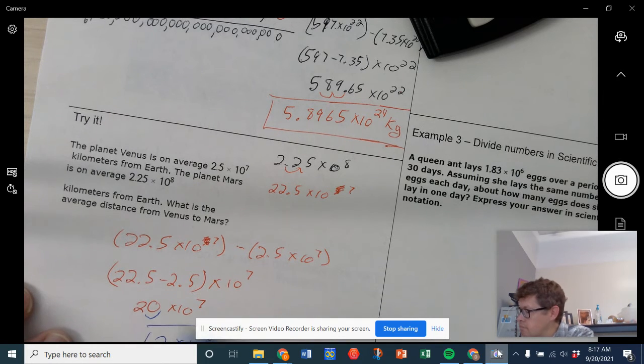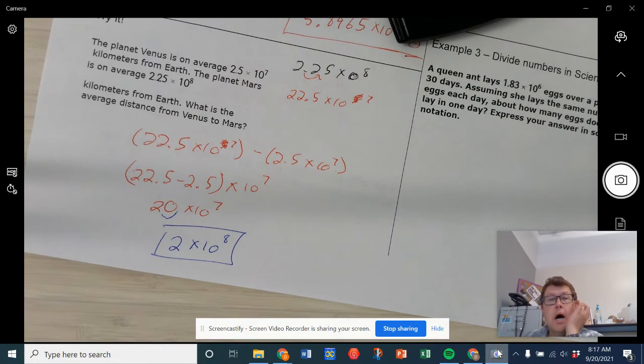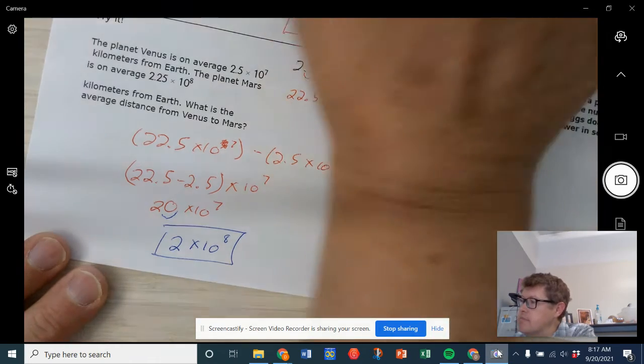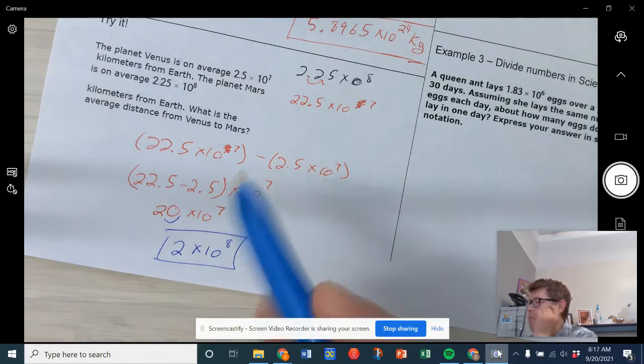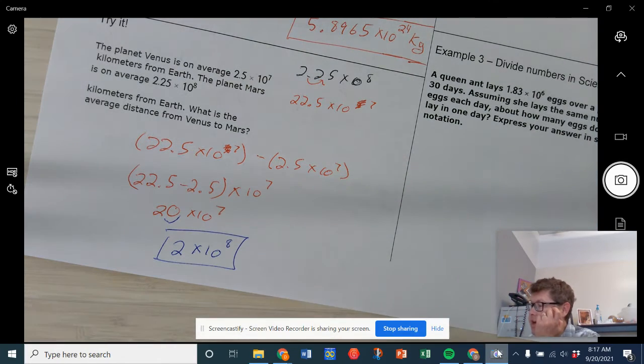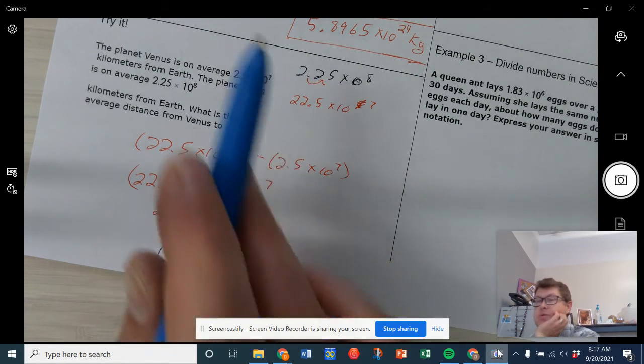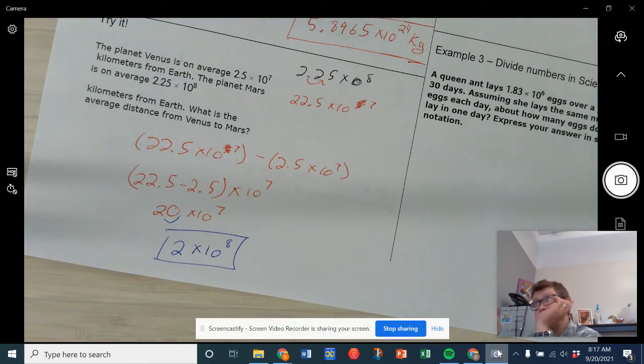Once you move it over, the exponent goes up. So 2 times 10 to the 8th on that one. So it's basically the difference. The average distance from Venus to Mars is the difference between the distances from Earth for each of them.